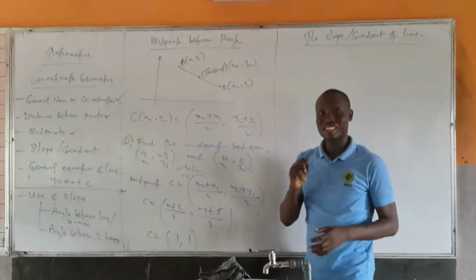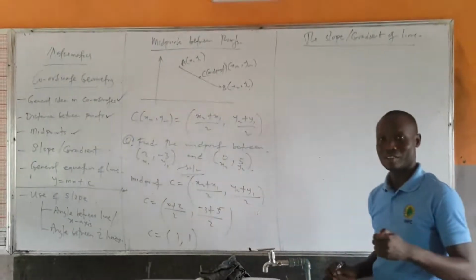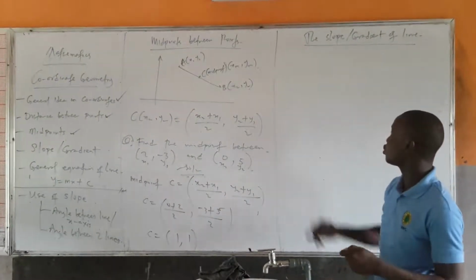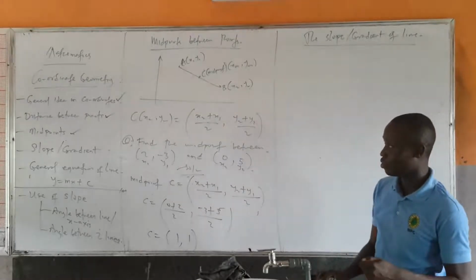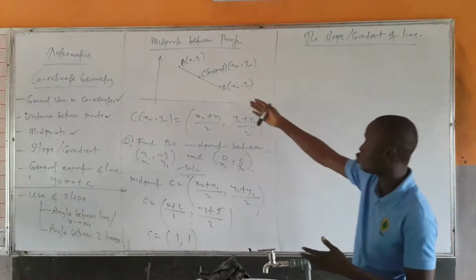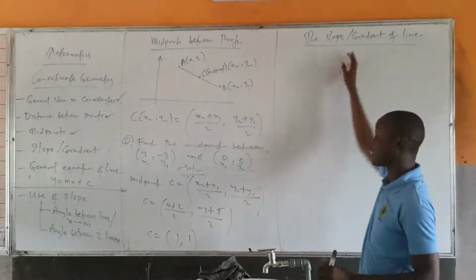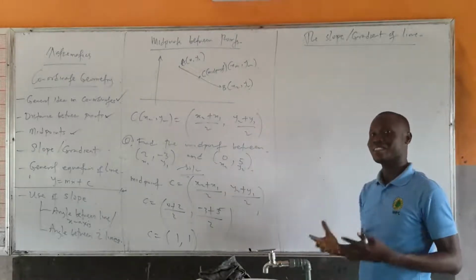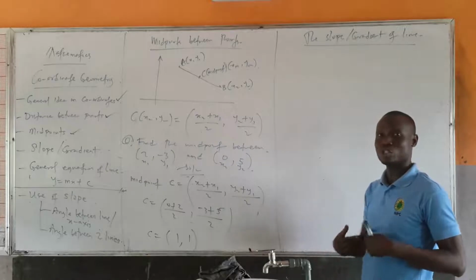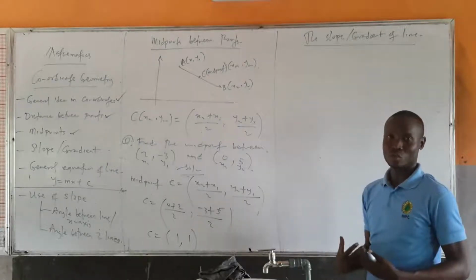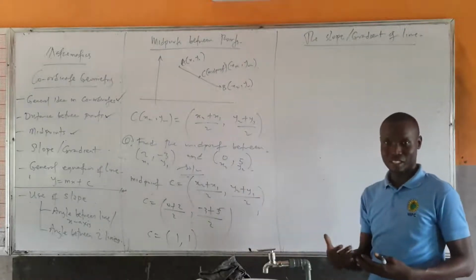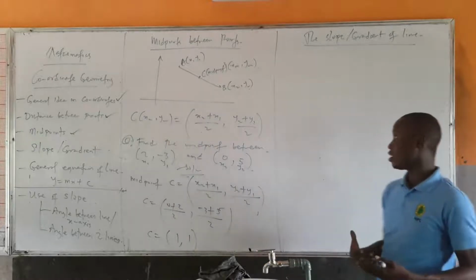Now the most important parameter in describing a line is the slope or the gradient of the line. In fact, it is more important than the distance between 2 points or the midpoint. The slope of a line, which is also known as the gradient, tells us the general characteristics of the line, the relationship between your x value and your y value. If one is increasing as the other is increasing, or one is increasing while the other is decreasing.